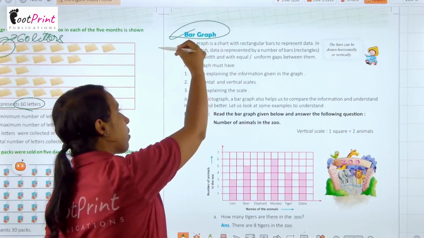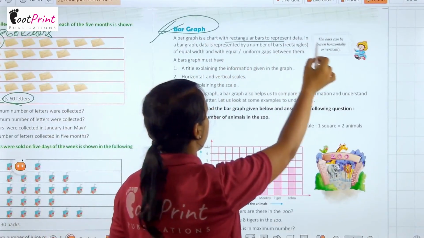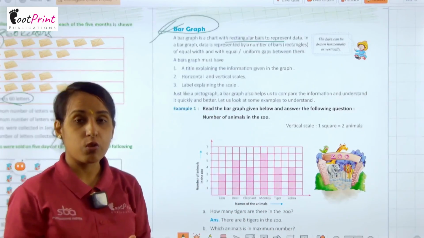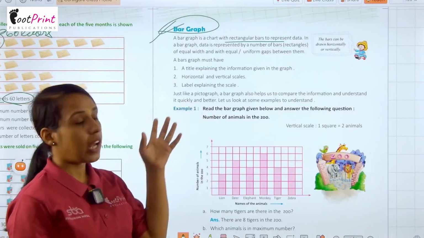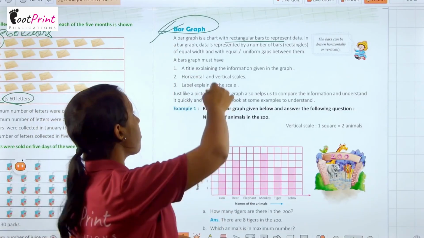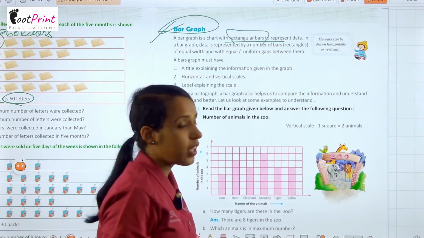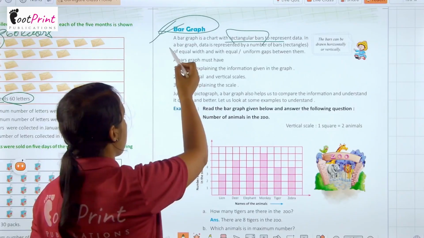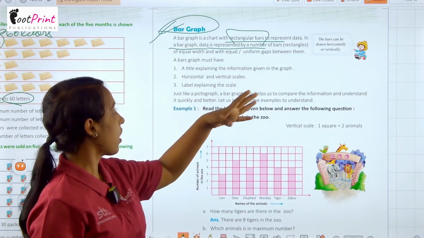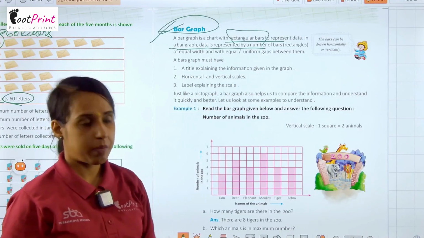So what is bar graph? Let's see here. A bar graph is a chart with rectangular bars to represent data. अभी हमने देखा था data को हम pictures के through represent कर रहे हैं, symbols के through, that is called pictograph. And here what is bar graph? If we represent our data in rectangular bars, we can say that it is a bar graph. In a bar graph, data is represented by a number of bars, that is rectangles of equal width and with equal and uniform gaps between them.